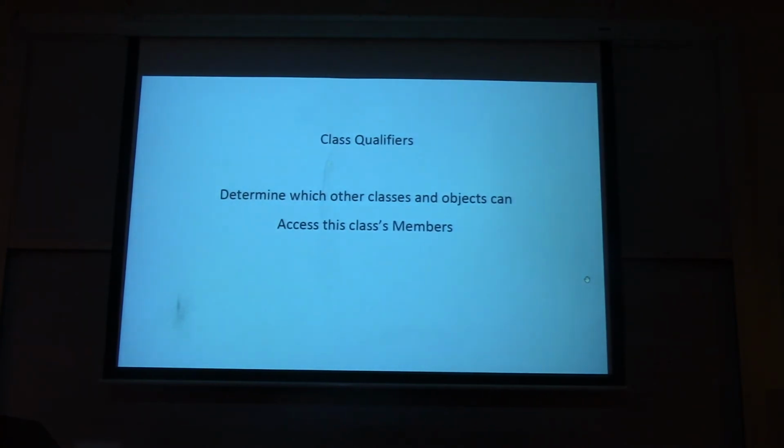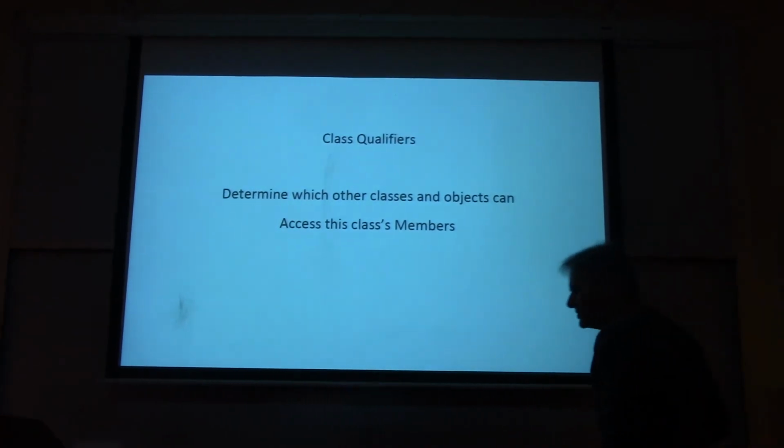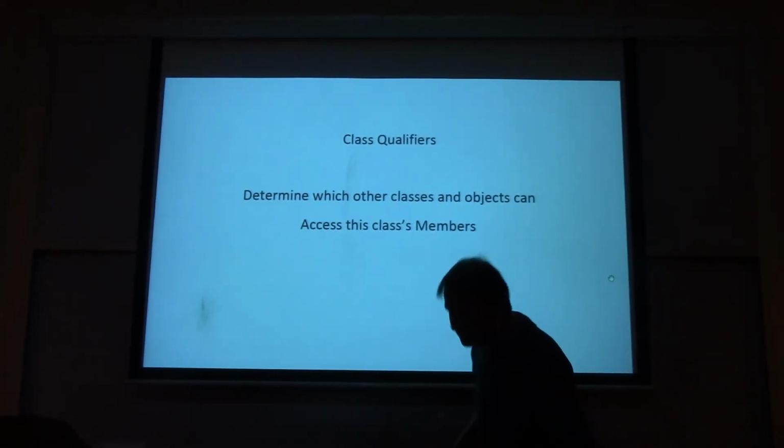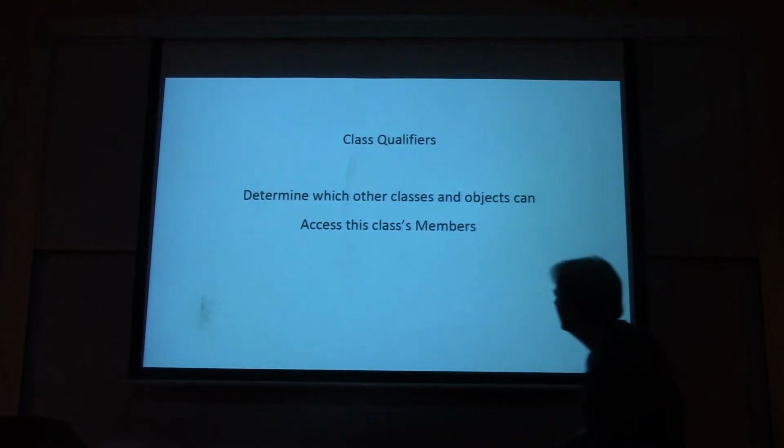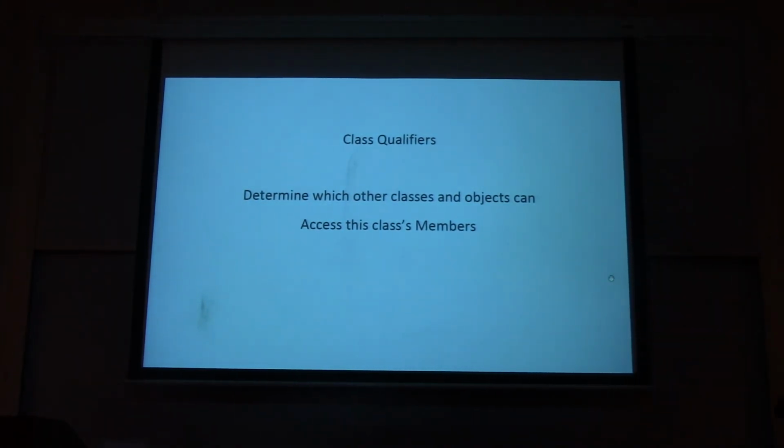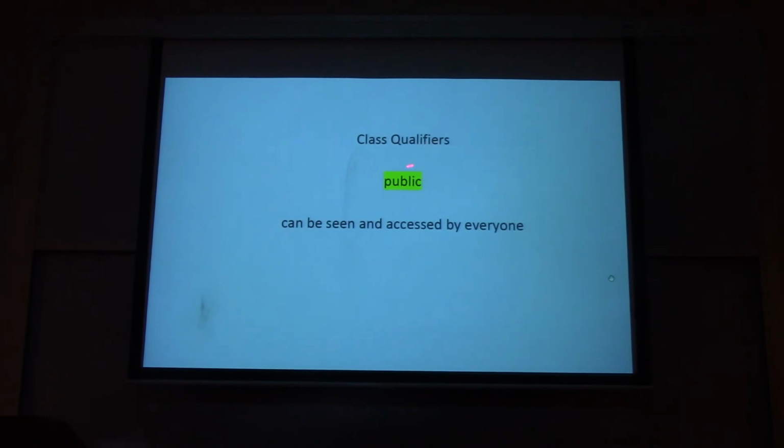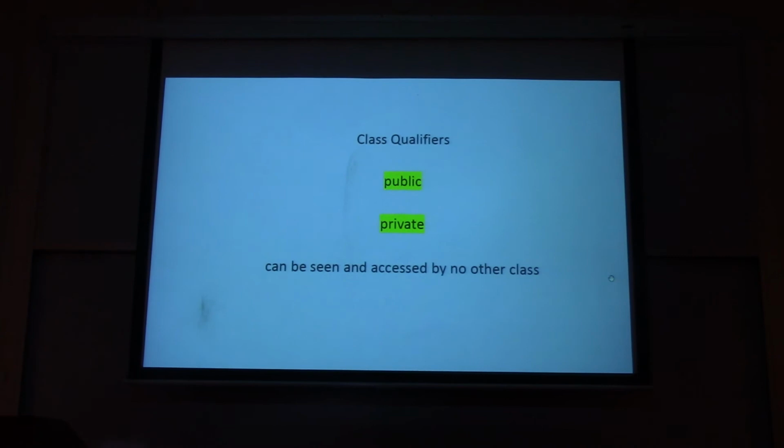Class qualifiers. Qualifiers means that they give you some special restrictions or special indications. Qualifiers basically could determine things like who is allowed to access certain members, access to the class's members. Okay, so class qualifiers include public. If your members are public, everybody can see them. If your methods are public, then anybody can access them. If your properties are public, anybody can access them. If your properties are private, nobody can see them except your class.